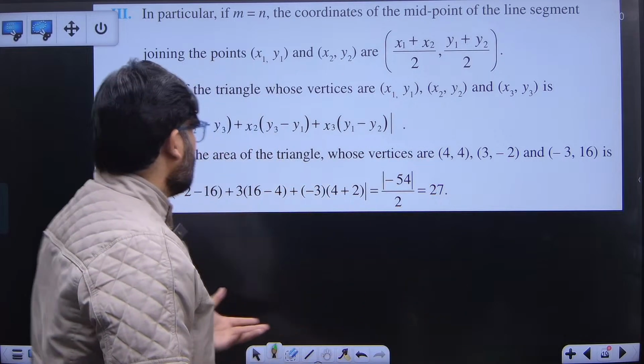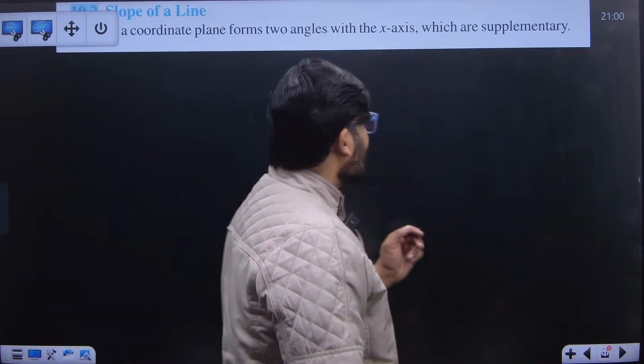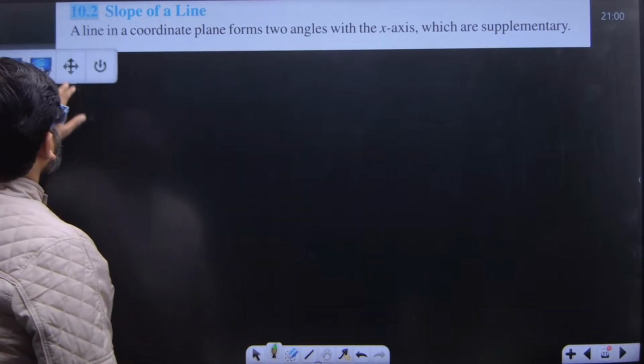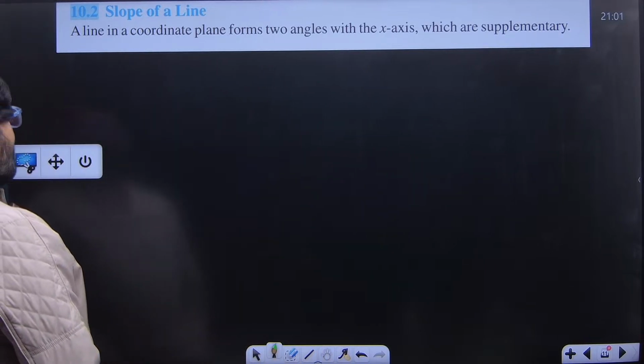Now area we will talk about in the next class. So today we will start the straight line first. We will start with the slope of a line. What is the slope of a line?